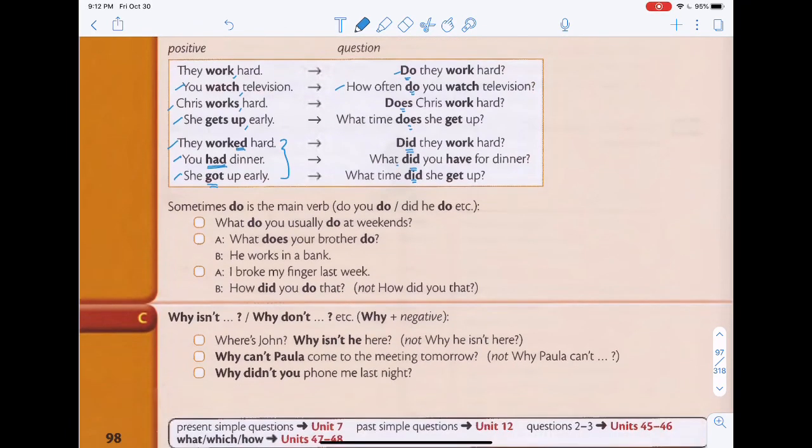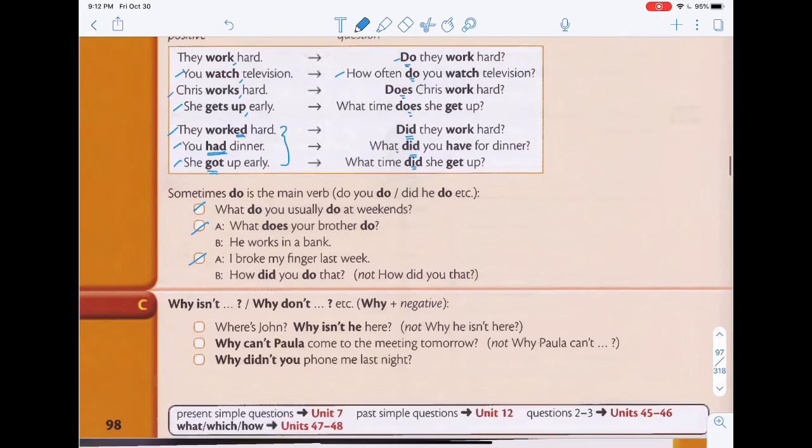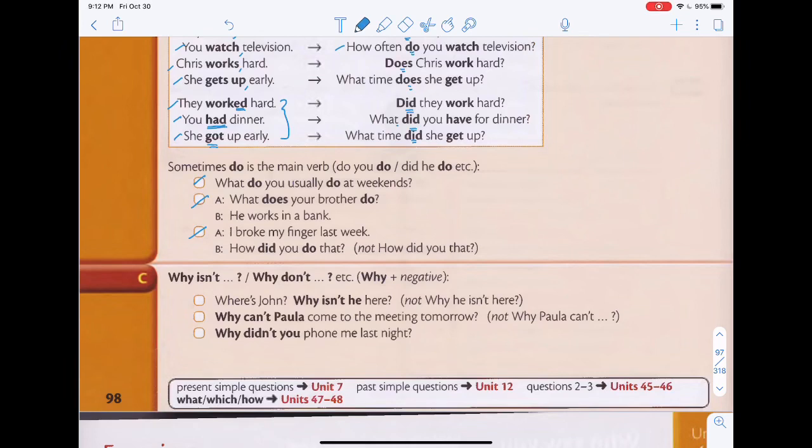Sometimes do is the main verb. So do you do? Did he do? What do you usually do at weekends? What does your brother do? He works in a bank. I broke my finger last week. How did you do that? Right? So when do is the main verb, you'll have did and do in the same sentence twice, and this is normal.